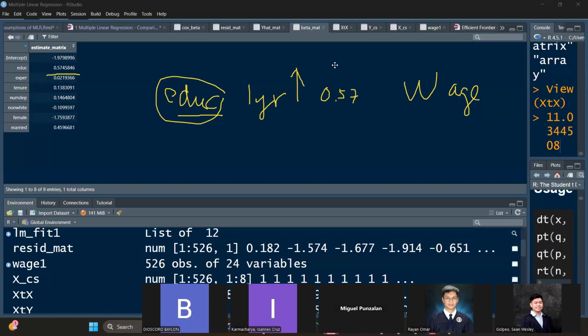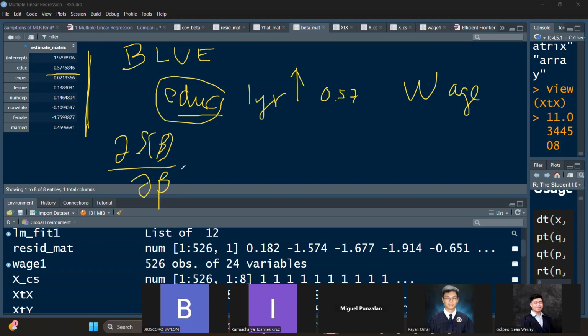Okay, all right. So what I was saying is that the value here, class, is 0.57. And by the way, class, these values are unique, and this is the best. This is what we call the BLUE, class. Best linear unbiased estimator. We derived it by getting the partial derivative of the function of your beta with respect to the beta, and equating it to 0.